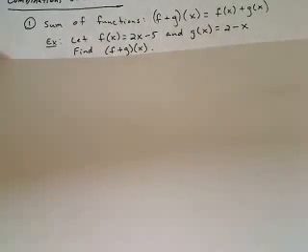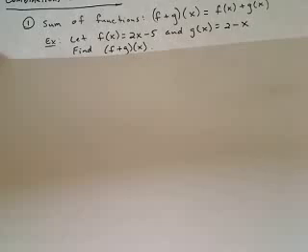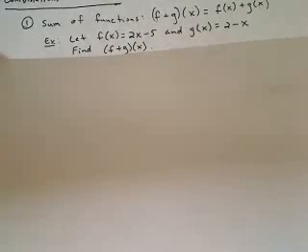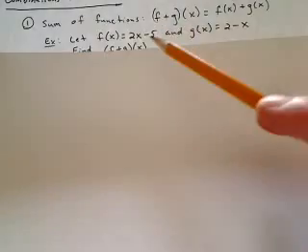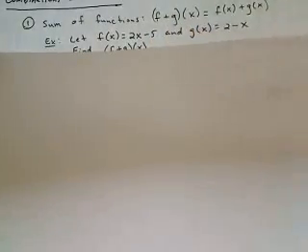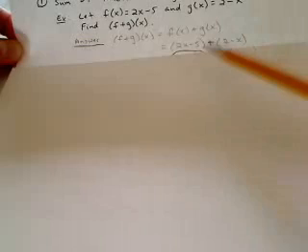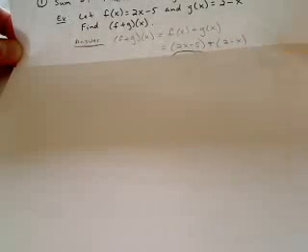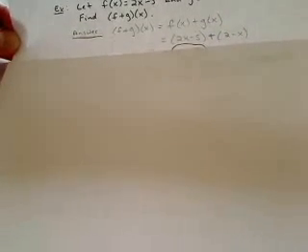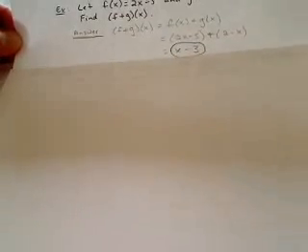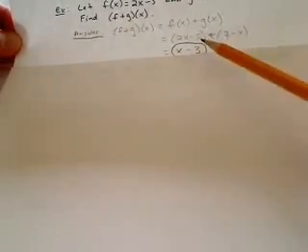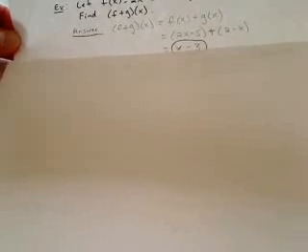Let f of x equal 2x minus 5, and let g of x equal 2 minus x. Let's find f plus g of x. We're just going to add the function 2x minus 5 plus the function 2 minus x to get a new function. Combining like terms, 2x minus x is x, and minus 5 plus 2 is minus 3. So our new function, f plus g of x, is x minus 3.